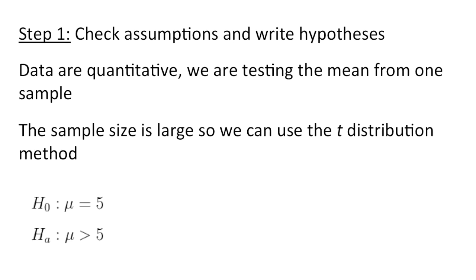Our research question was whether the mean number of muffins sold per day was greater than 5. This is our alternative hypothesis. The null hypothesis is that the mean number of muffins sold per day is equal to 5, because the null hypothesis must always contain the equality.